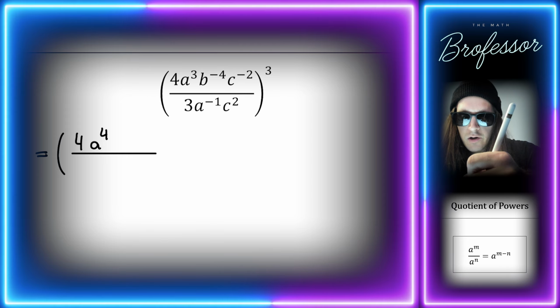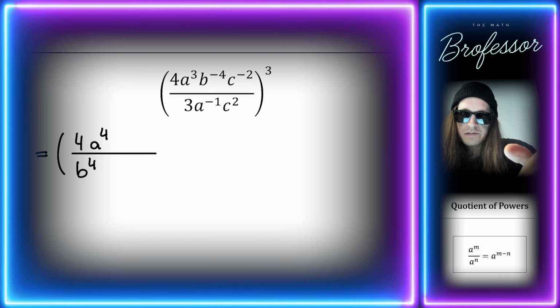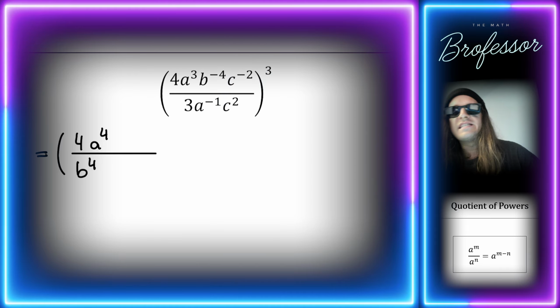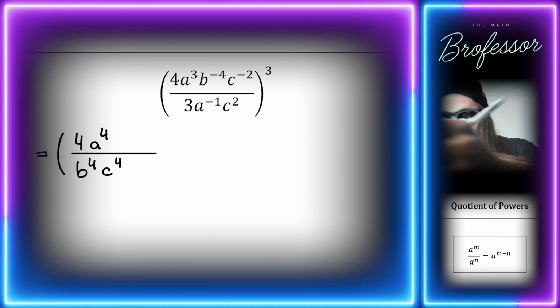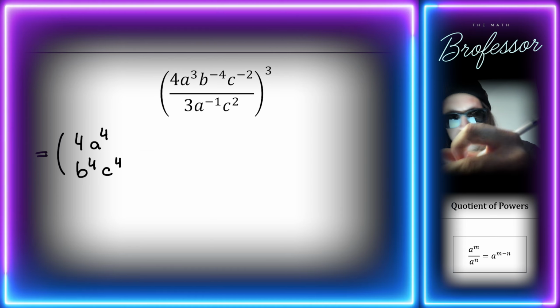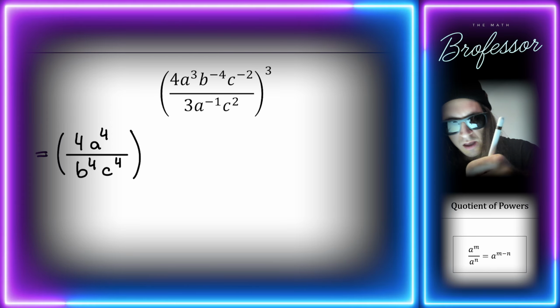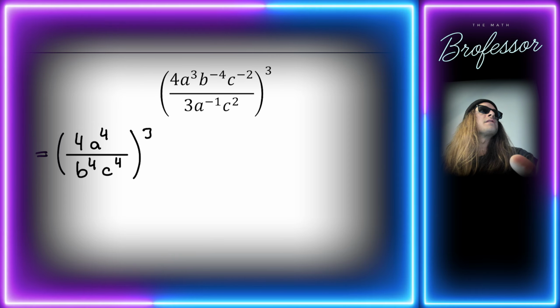The b, let's go ahead and put the b on the bottom. That was just a little negative exponent reciprocation. C, I would have negative 2 minus 2, which is negative 4, meaning it needs to go to the bottom and become a positive 4. Three on the outside. All right, now let's distribute that exponent.